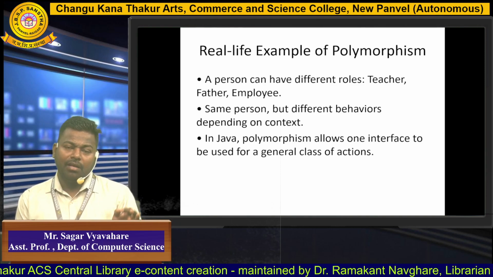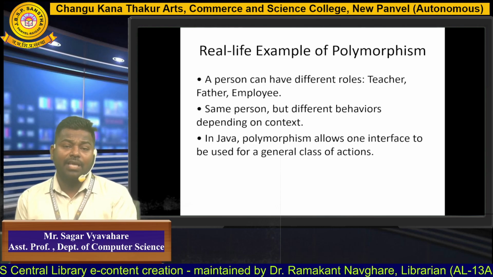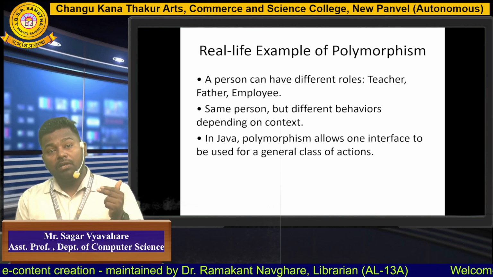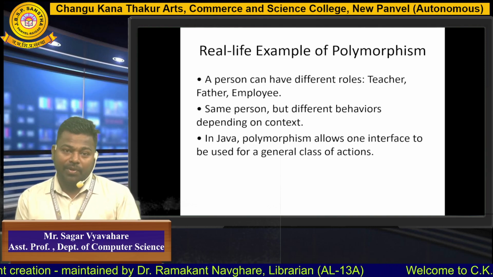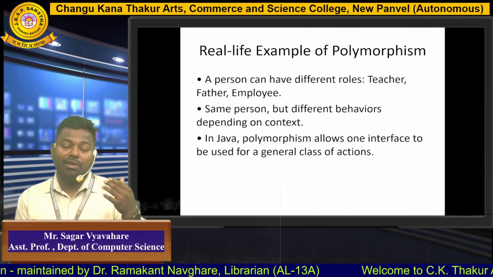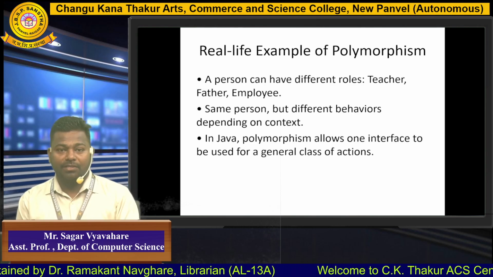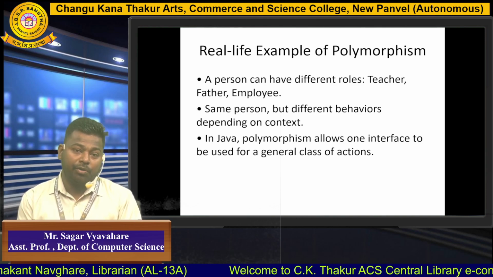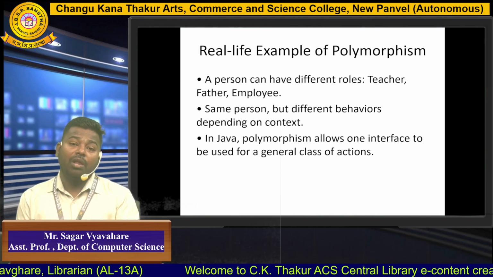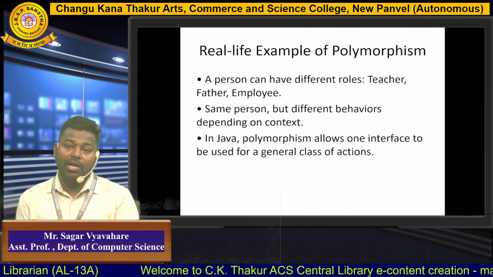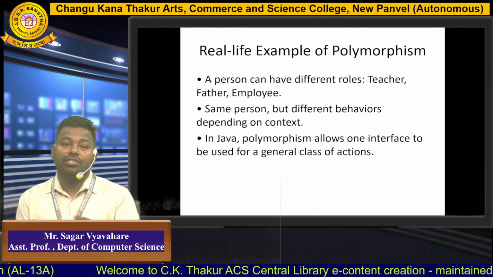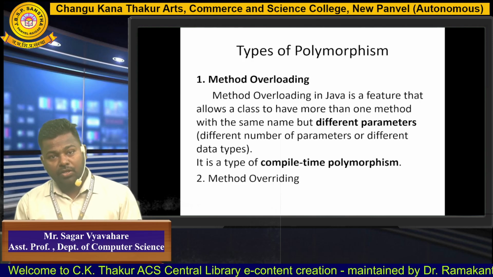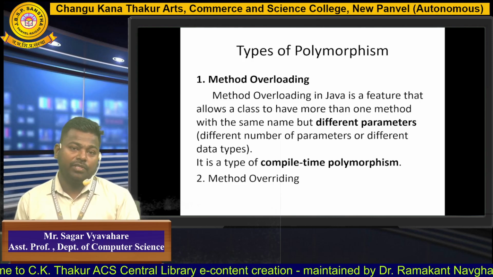The same thing here: the methods will be the same, the name of the method will be the same, but the work they perform will be different depending on the inputs we give to the methods. So here you can see the same person but different behaviors depending on the context. In Java, polymorphism allows one interface to be used for a general class of actions. So how to do this, let's talk about it. These are the types of polymorphism.